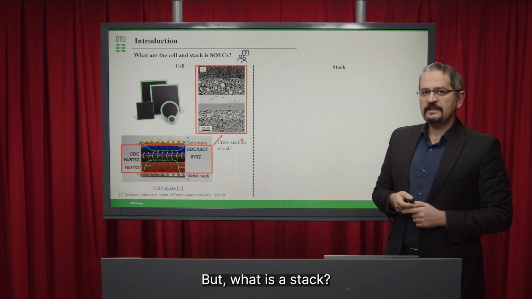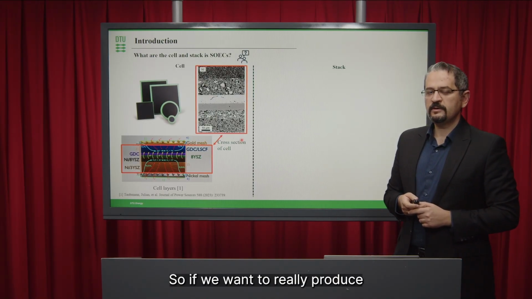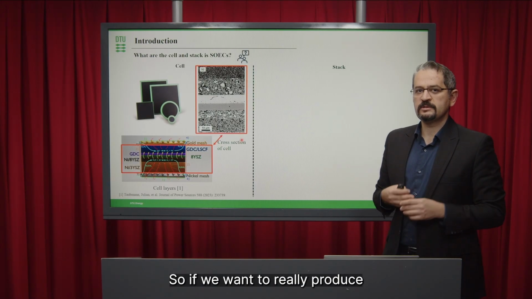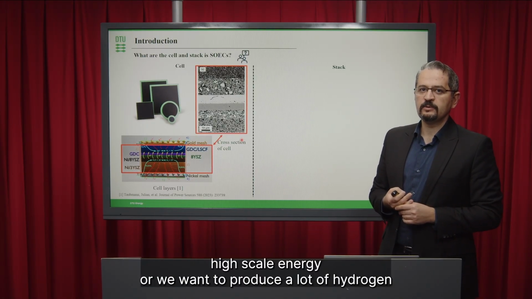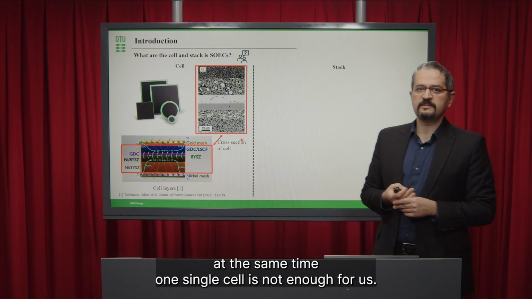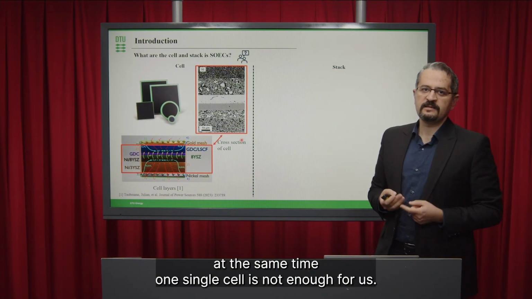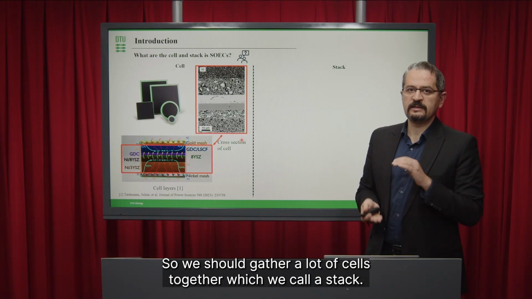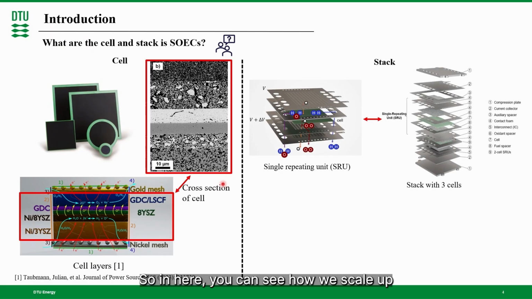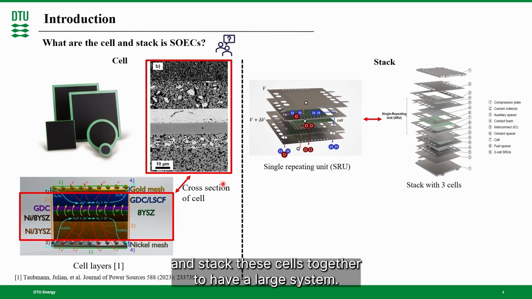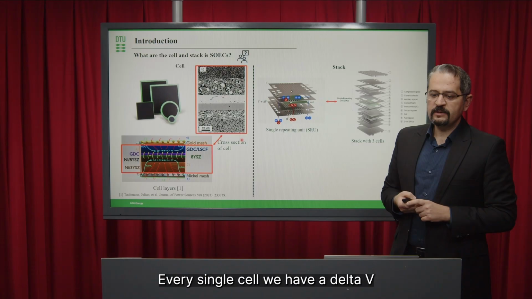But what is a stack? If we want to produce energy at high scale, or we want to produce a lot of hydrogen at the same time, one single cell is not enough for us. So we should gather a lot of cells together, which we call a stack. Here you can see how we scale up and stack these cells together to have a large system.